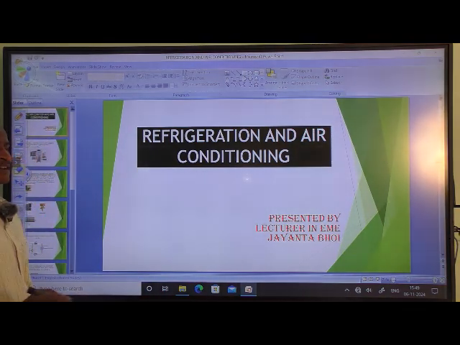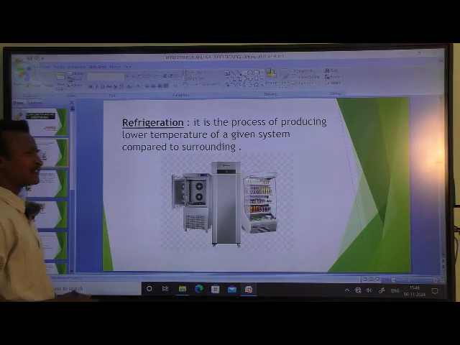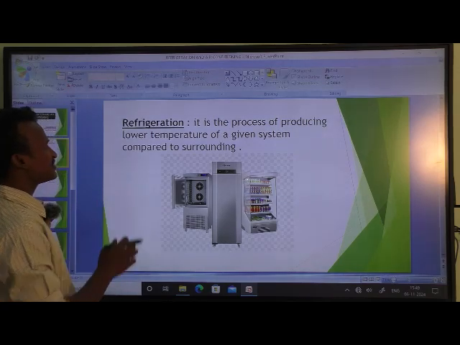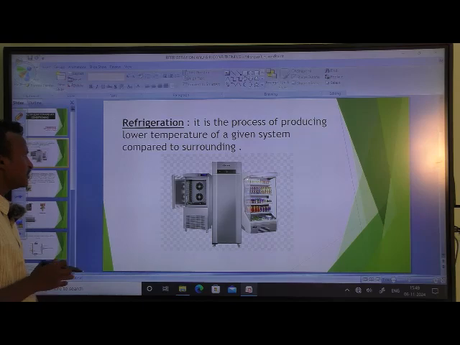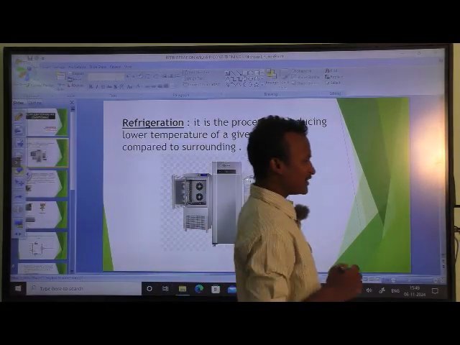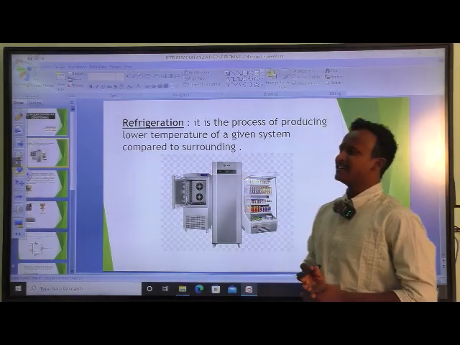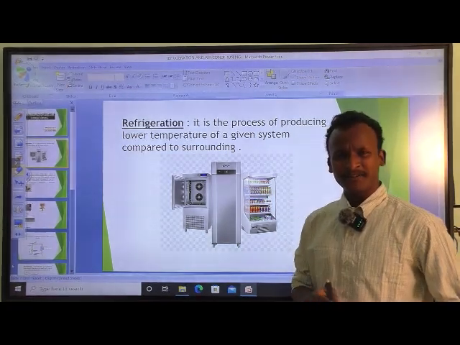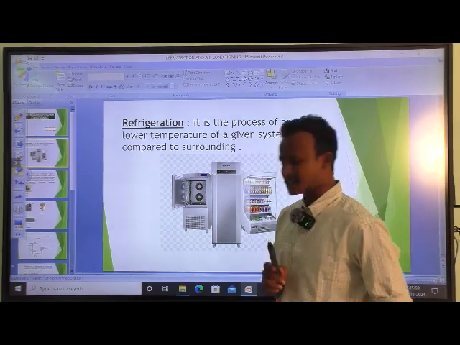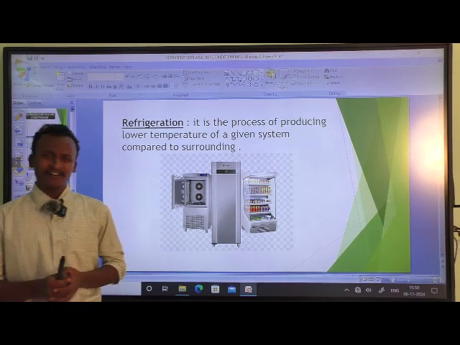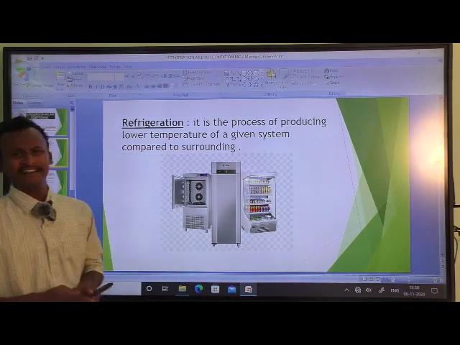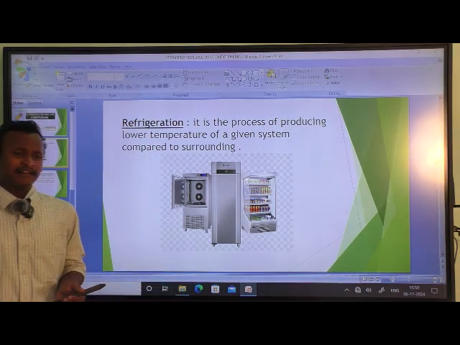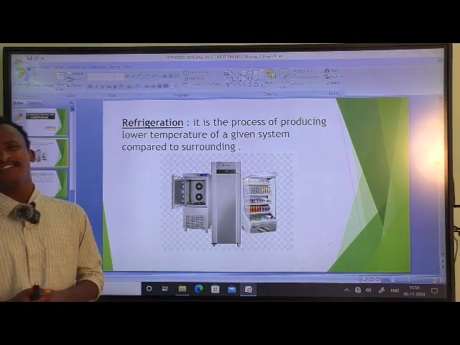So what is refrigeration? Students, you can see from here, refrigeration is the process of producing a lower temperature of a given system compared to the surrounding. My dear students, when we take the example of a refrigerator, what is the function of a refrigerator? Its basic function is to maintain a lower temperature of a given system. It means inside the refrigerator. And if we see the case of an air conditioner, it means AC.